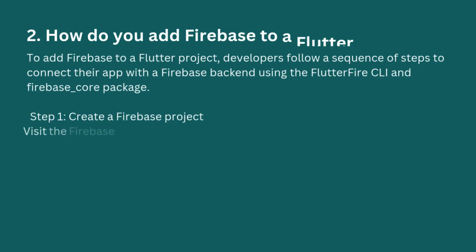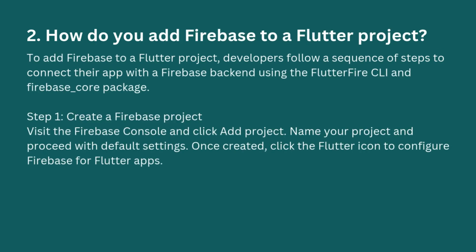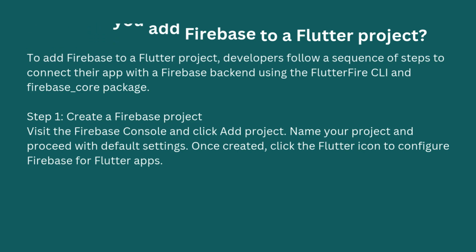Question number 2. How do you add Firebase to a Flutter project? To add Firebase to a Flutter project, developers follow a sequence of steps to connect their app with a Firebase backend using the FlutterFire CLI and firebase_core package. Step 1. Create a Firebase project. Visit the Firebase console and click Add Project. Name your project and proceed with default settings. Once created, click the Flutter icon to configure Firebase for Flutter apps.